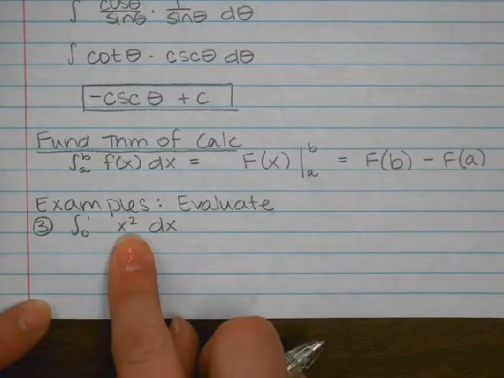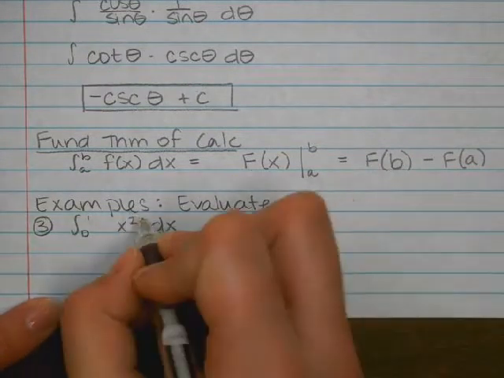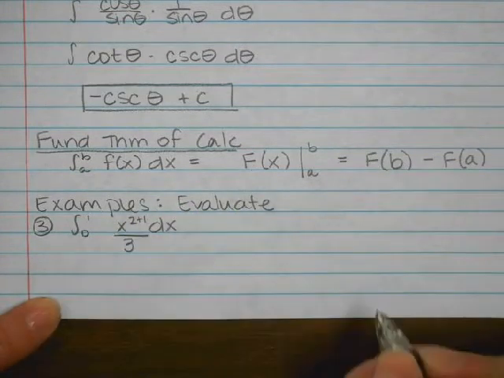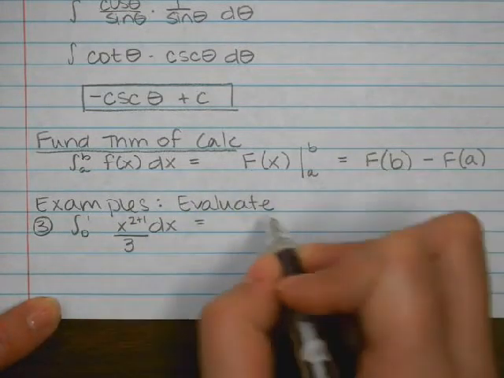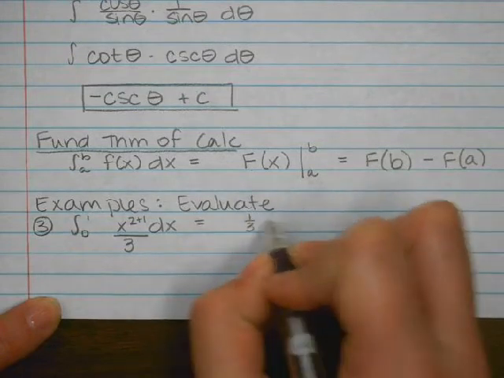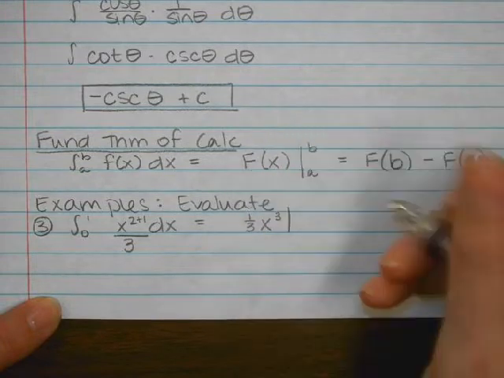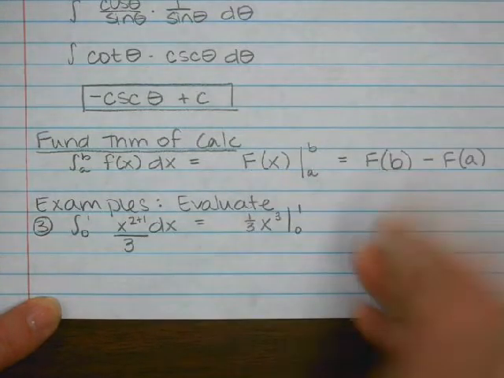So first we're going to go ahead and integrate this. I have 2 plus 1 is 3, so I'm going to divide it by 3. And so that means the antiderivative was 1/3 times x to the third. And that 1/3 is being evaluated from 0 to 1.